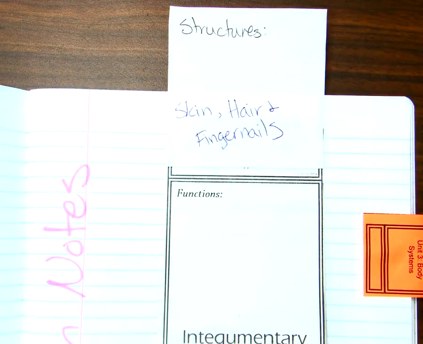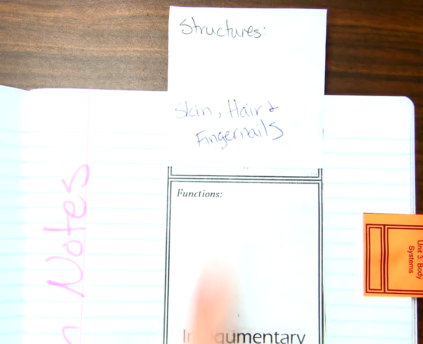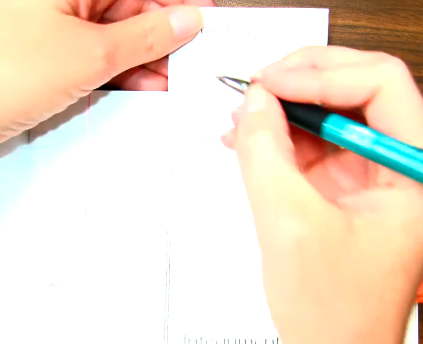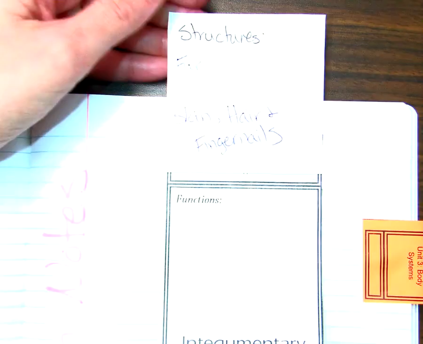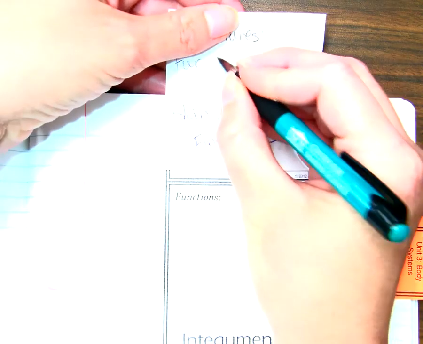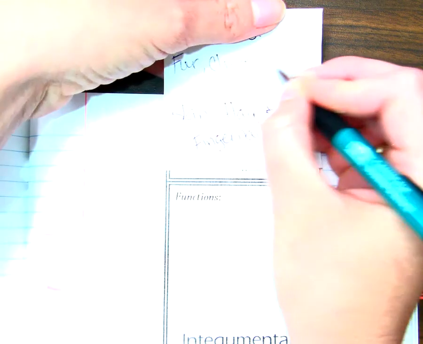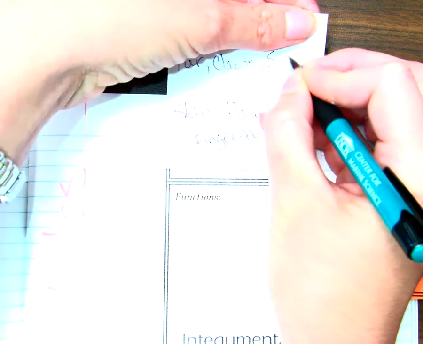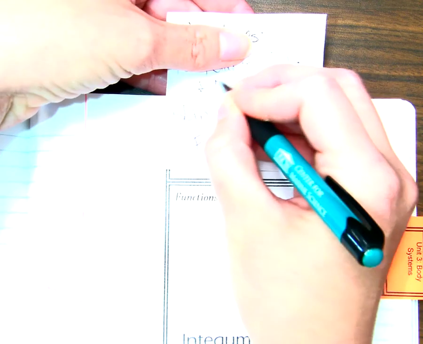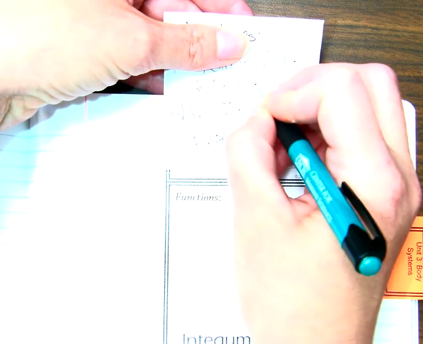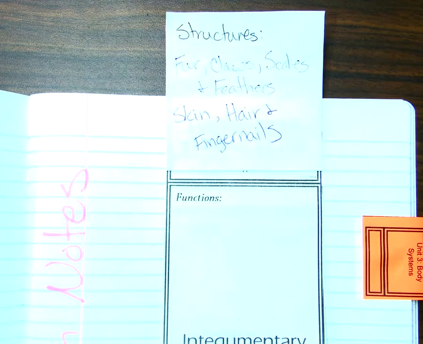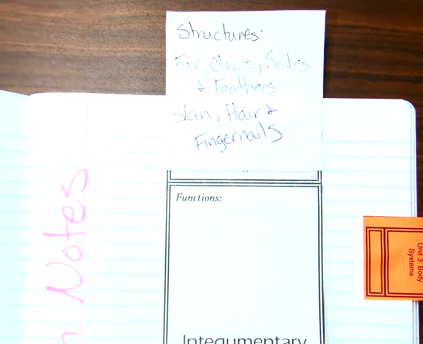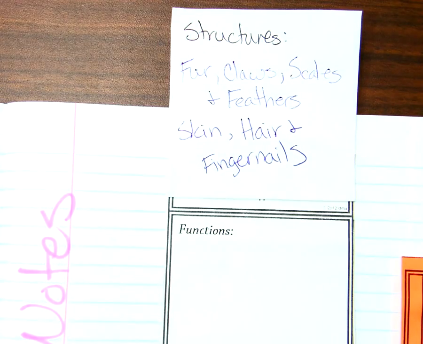What you cut off at the top of this foldable set, it said Animal Kingdom. We cut that off and threw that away. In animals, though, their integumentary system also includes things like fur, claws, scales, and feathers. So we're going to write down those structures for animals as well.